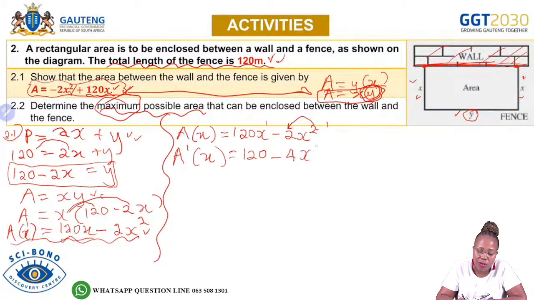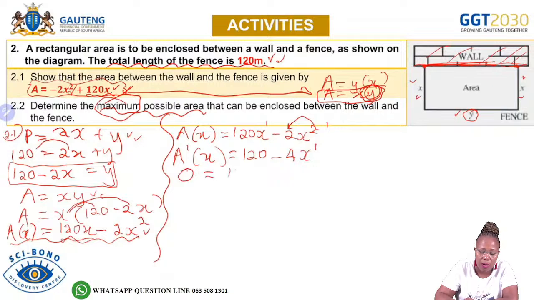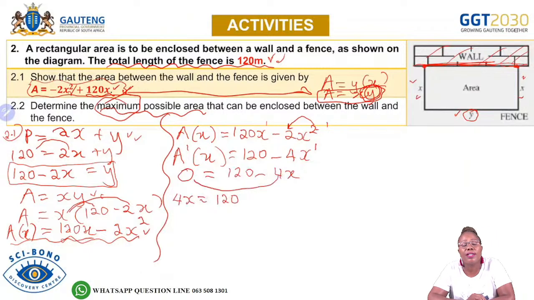And then we subtract 1 from the exponent. We are left with x to the power 1. And then we let this derivative be equal to 0 now. We have 120 minus 4x, and then we need to solve for x. We are going to take minus 4x to the left, that will be positive 4x equals 120 on the right hand side, and then we need the value of x.